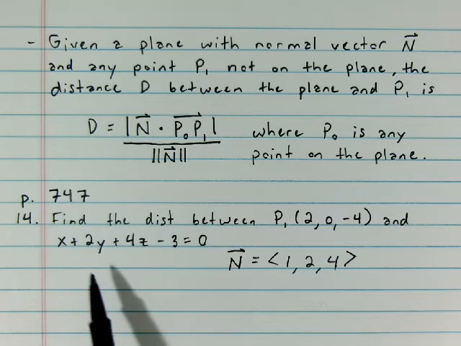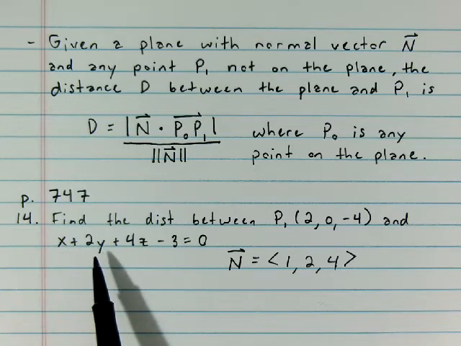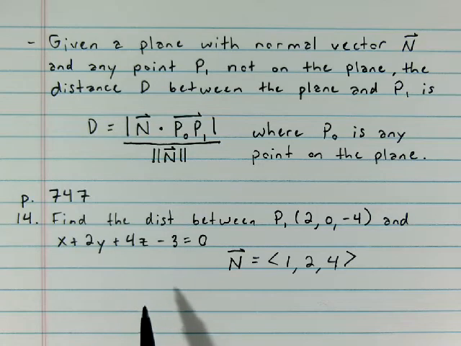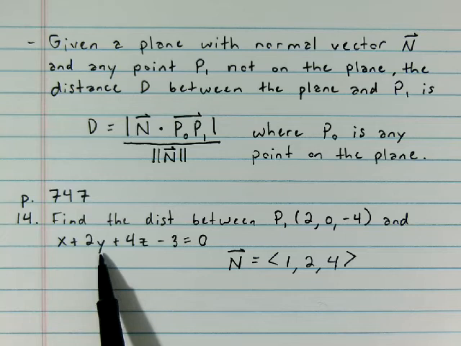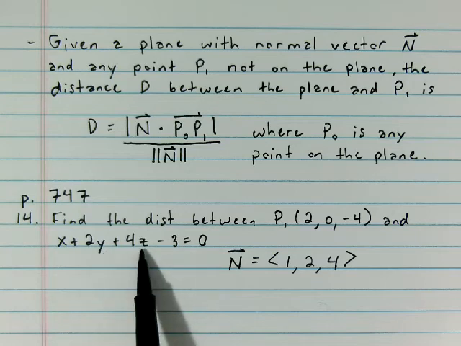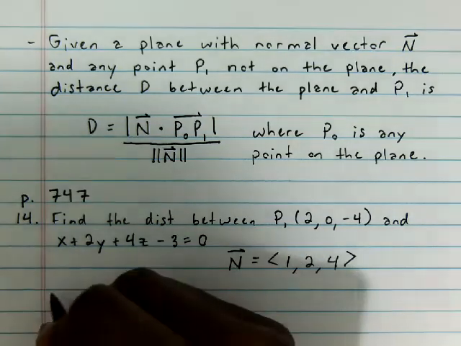So you could say, okay, well, the easy thing is plug in zeros. Because x has a coefficient of 1, I'm going to plug in y equals 0 and z equals 0, and that's going to give me what x is, and then I'll have a point.